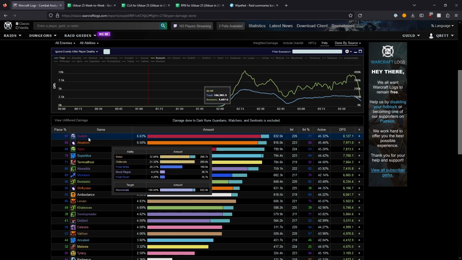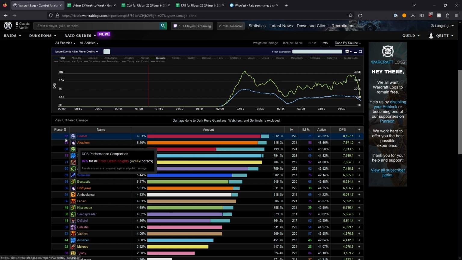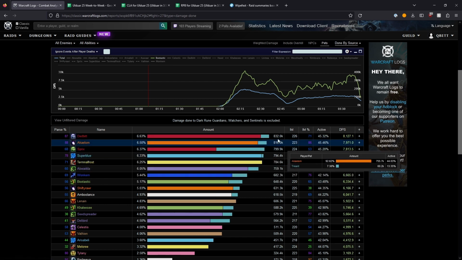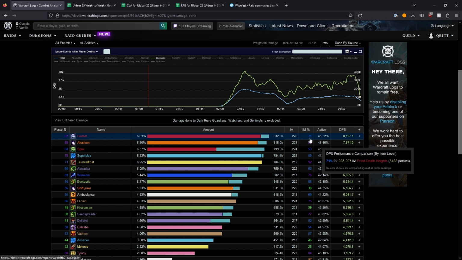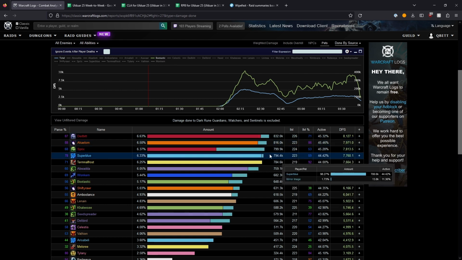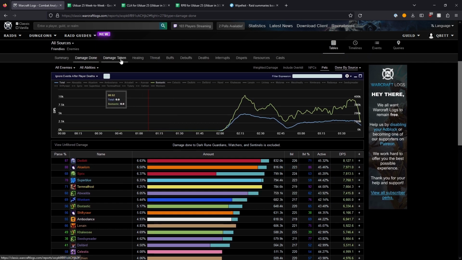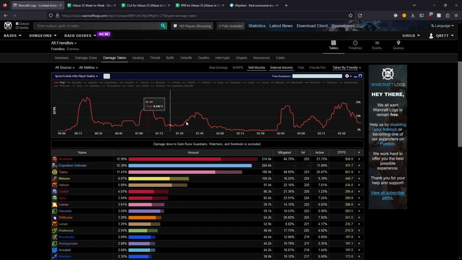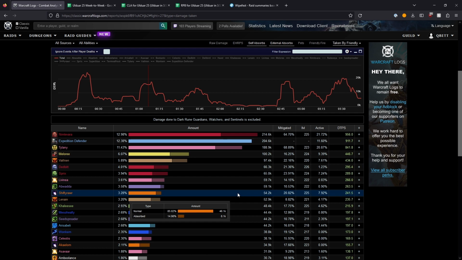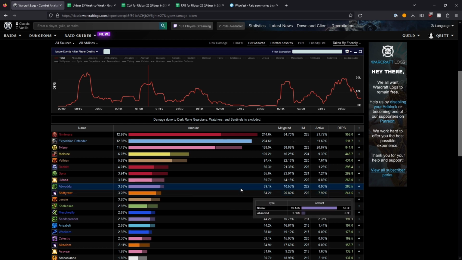But the most important things out of here: parse will tell you how you did compared to the rest of the world. Item level parse will tell you if maybe there's gear holding you back, and the rest of it is just comparing yourself to the rest of our raid on that one fight. Damage taken is primarily for the tanks. If you're really high on this list, that's not a good thing, and that might be an indicator of a mechanic you need to work on.